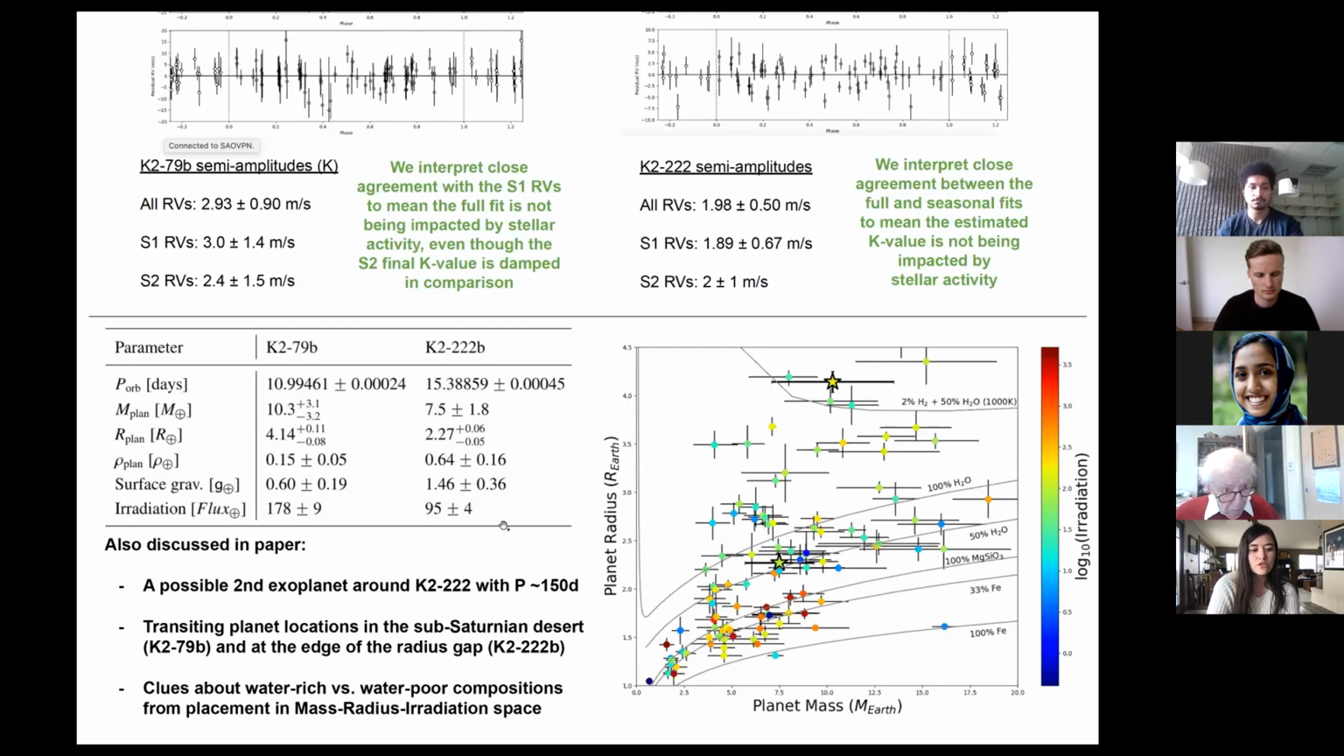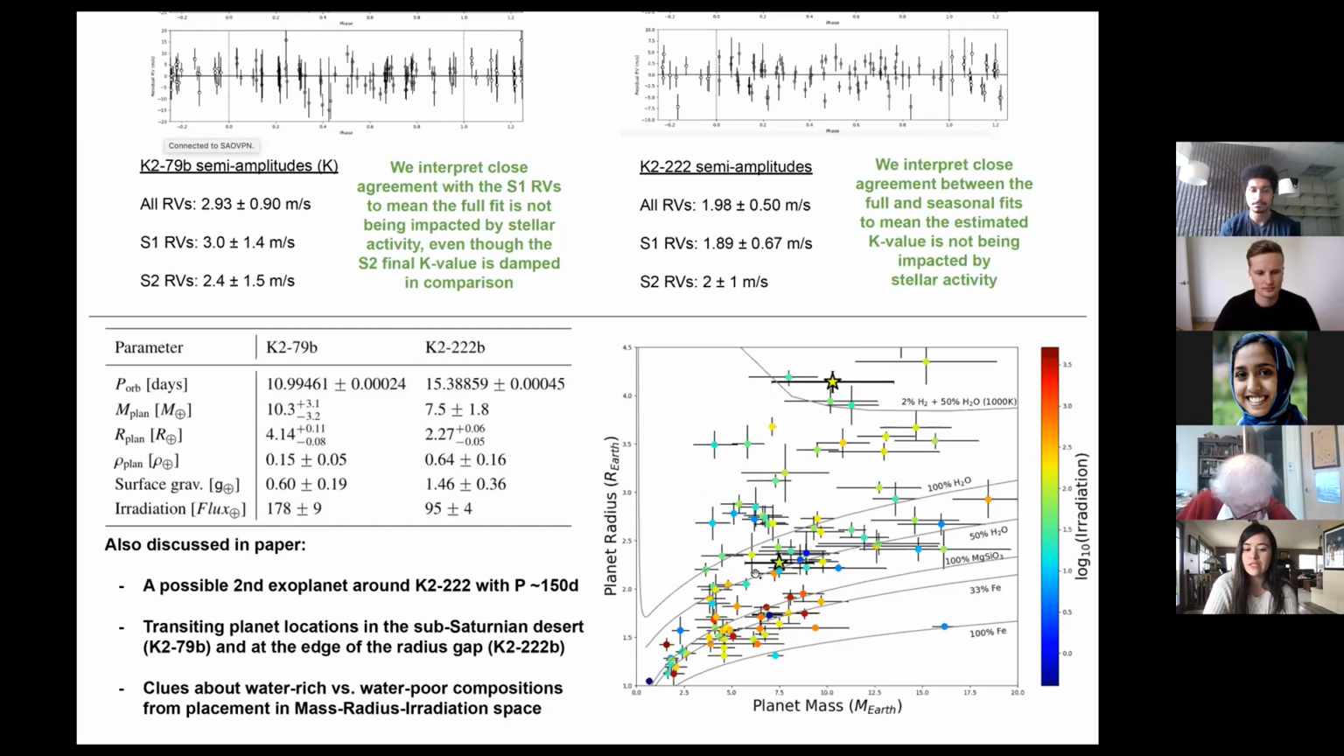These planets are interesting because one is sitting up here in something called the sub-Saturnian desert, where, centered around 3.5 here, we just see this steep drop off in planet occurrence. And so it's interesting because we see it in this population where we just don't necessarily see that many planets. And this other guy, the smaller one, is interesting because it sits in this area that's just straddling the radius gap.